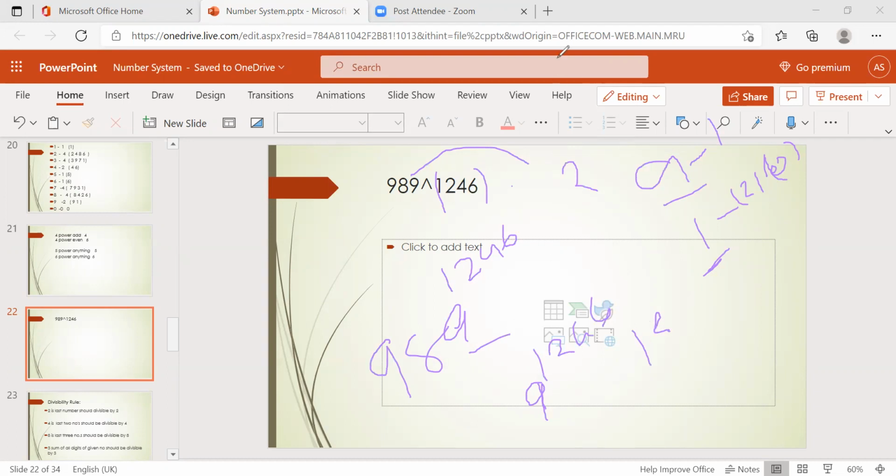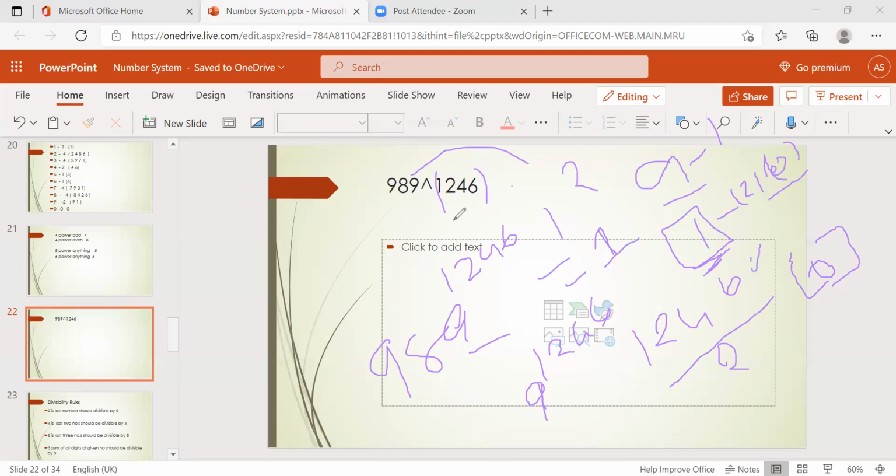Power 1246 divided by 2. It is an even number, so it is exactly divisible by 2. No need to find anything. By seeing it itself we can say directly if you are practicing more, right? So it is an even number, that means the remainder will be 0. Then what is the power cycle? If the remainder is 0, then the power cycle unit digit will be 1. So the entire number's unit digit will be 1. Okay, do you understand?